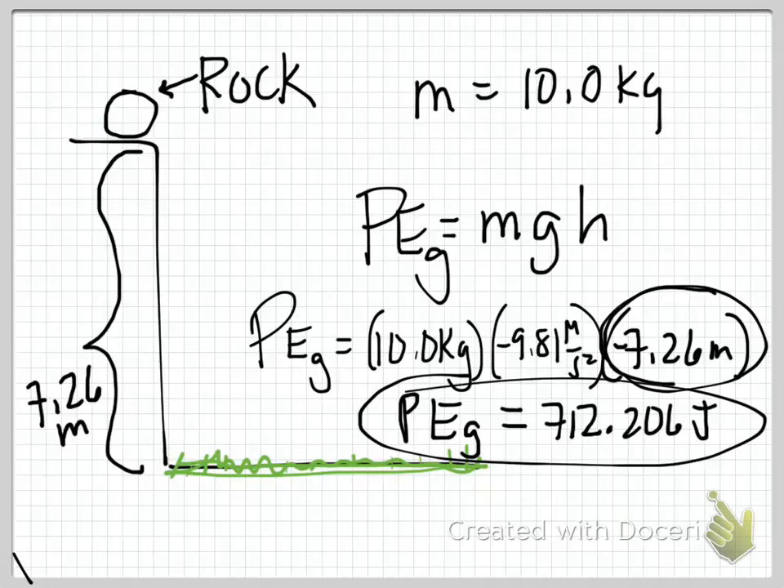Sig figs, we get what, 3? So this is 712 joules of potential energy that this thing has. Can you ever add negative? Negative energy, not for potential energy. No. So in saying that, right.